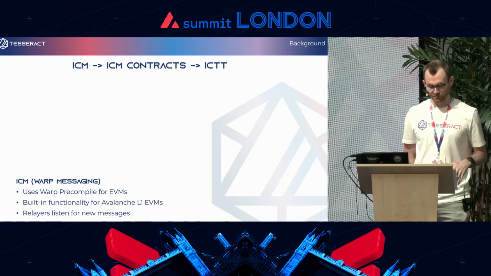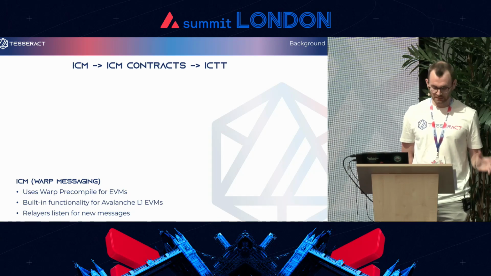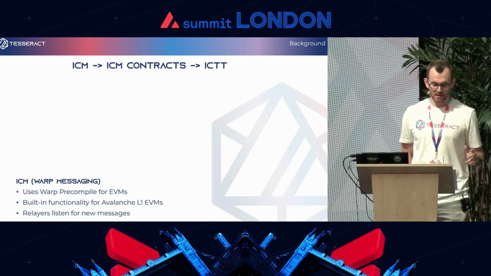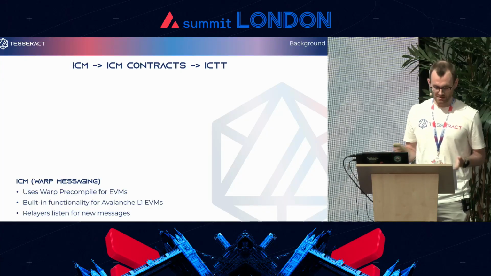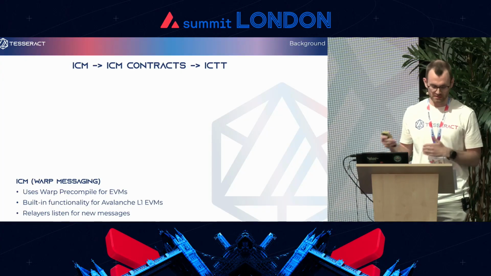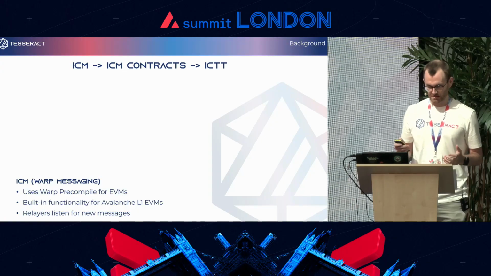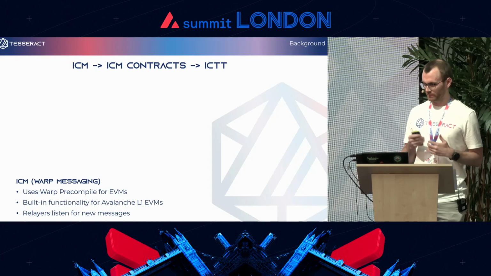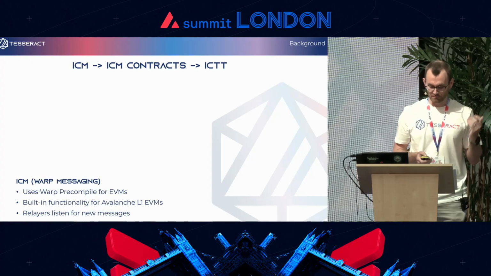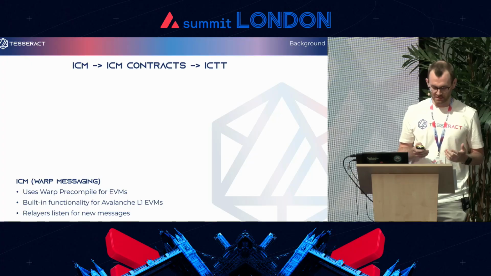Unsigned messages are sent to the precompile, and an off-chain relayer listens for new messages, aggregates signatures, and then passes on these messages as part of a transaction to the destination chain. How it works is quite complex, with things like BLS signature aggregation that Michael and others spoke about earlier, and some other details that are quite conceptually difficult.